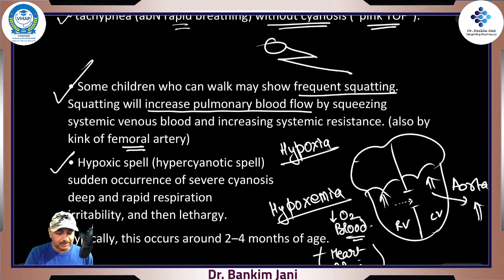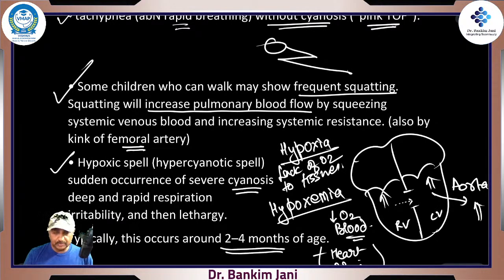So hypoxic spells: sudden occurrence of severe cyanosis, deep and rapid respiration, irritability, and then lethargy. Lethargy means the person feels tired, right? This is due to lack of oxygen to tissues. And this typically occurs around 2 to 4 months of age. So at a very young age, this starts.